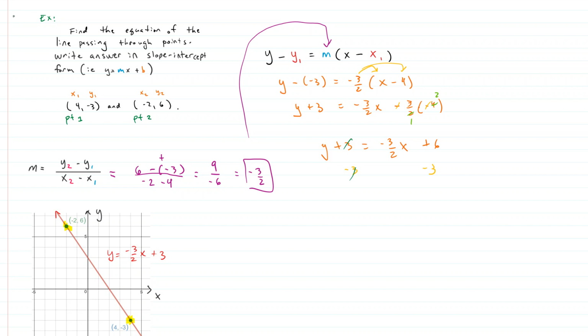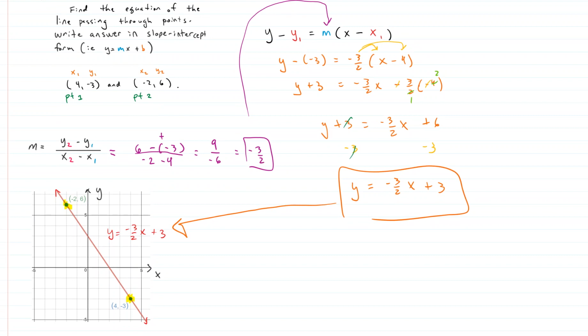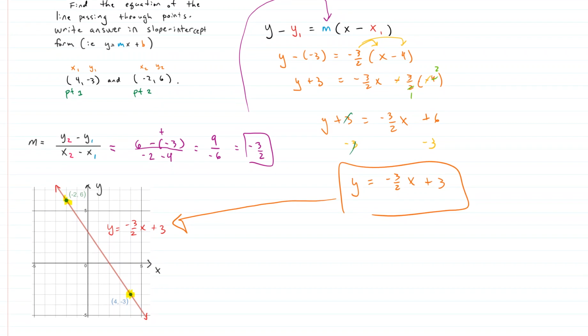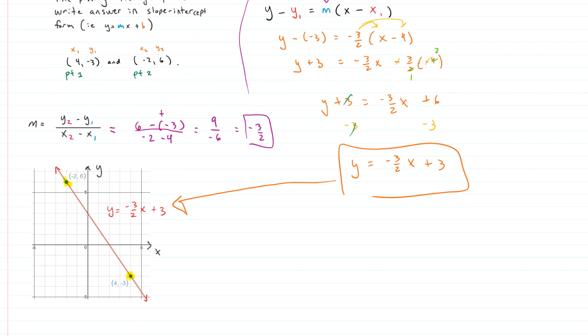The 3 and the -3 cancel on the left, and I'm left with y equals -3/2 x. 6 minus 3 is 3. So there we have the function that we were looking for. y equals -3/2 x plus 3. It's the line that goes through the points (-2, 6) and (4, -3).